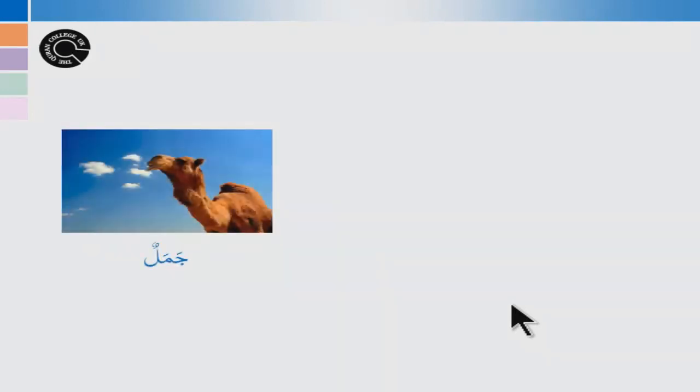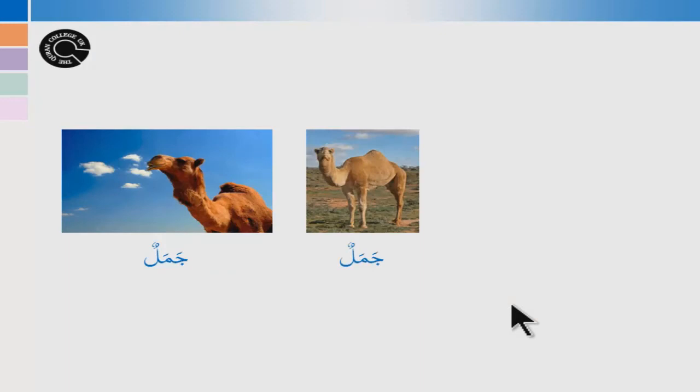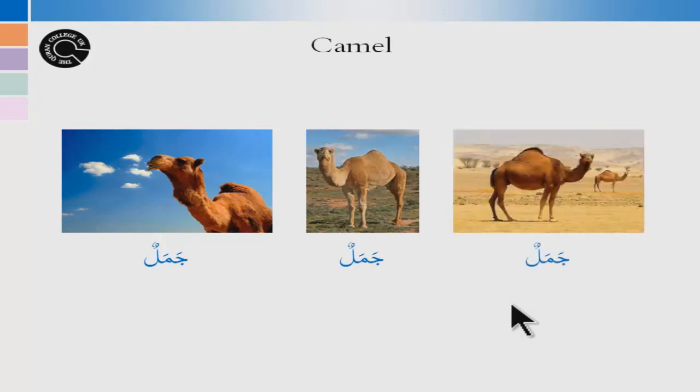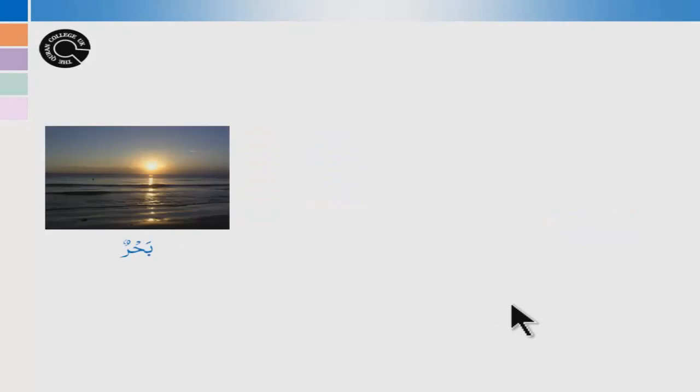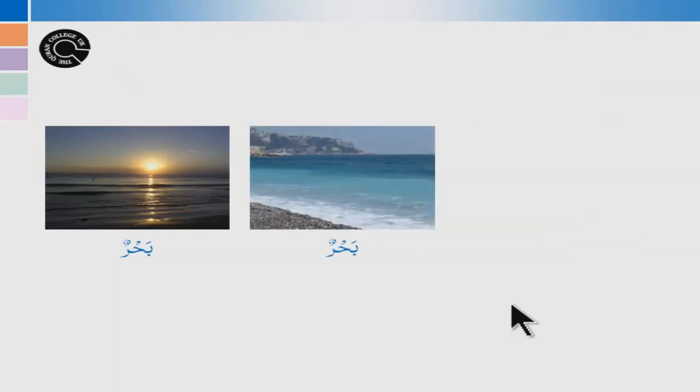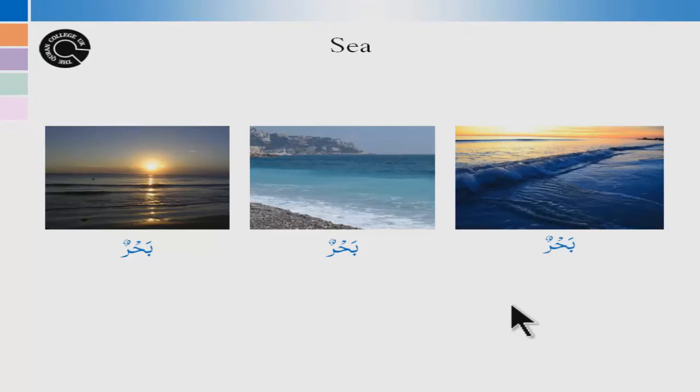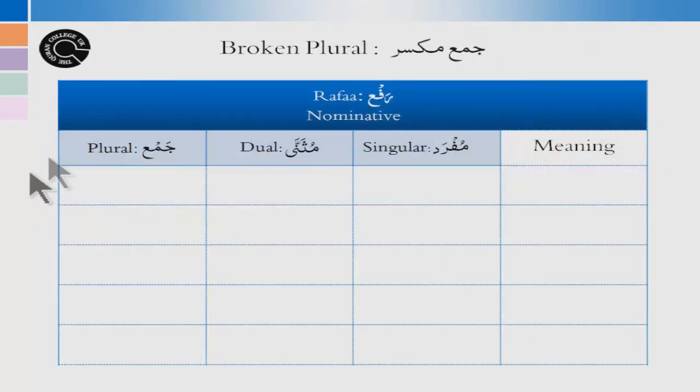jamalun, jamalun, jamalun, bahrun, bahrun, bahrun. Now we will be looking at the broken plural of the second template.